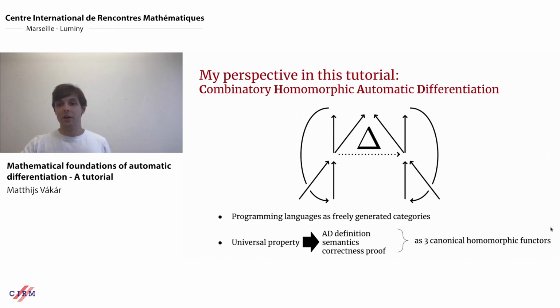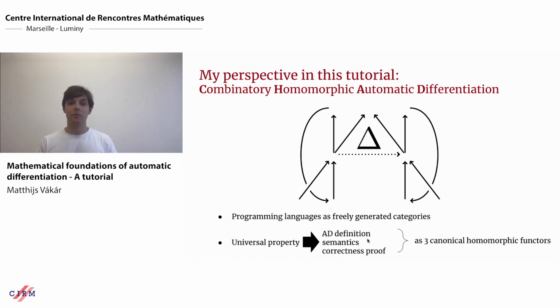So whenever I write homomorphic or say homomorphic functor in this talk, I mean just a structure preserving functor. So say that our programming language is a category with products, then a homomorphic functor on that thing will be a product preserving functor. If it's a Cartesian closed category, then a homomorphic functor will be a Cartesian closed functor. Okay, so automatic differentiation will be one of these homomorphic functors.